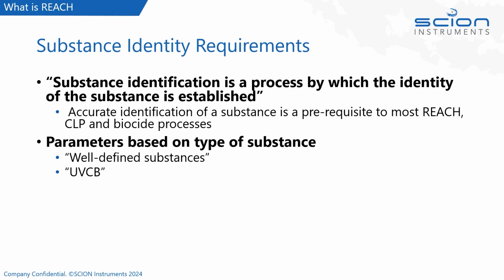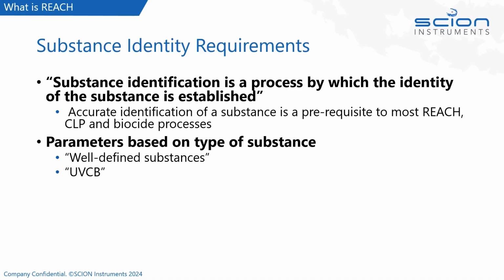So we have two types. We have what's known as well-defined substances. These are defined as monoconstituent substances, where the chemical composition is one main constituent that is present at greater than or equal to 80%. And there is a requirement here that any impurity found greater than or equal to 1% will also be required to be identified.